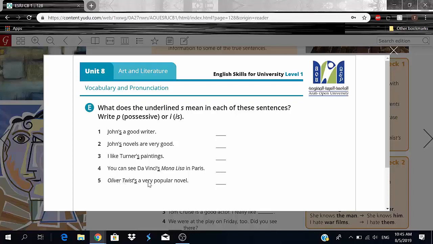Oliver Twist's a very popular novel, okay? And here, it's not a novel that belongs to Oliver Twist. You guys should know that. That's the name of the novel, okay? So Oliver Twist's a very popular novel, as in Oliver Twist is a very popular novel. So this is not possessive. This is just simply is, sorry, not S. Oliver Twist's a very popular novel.